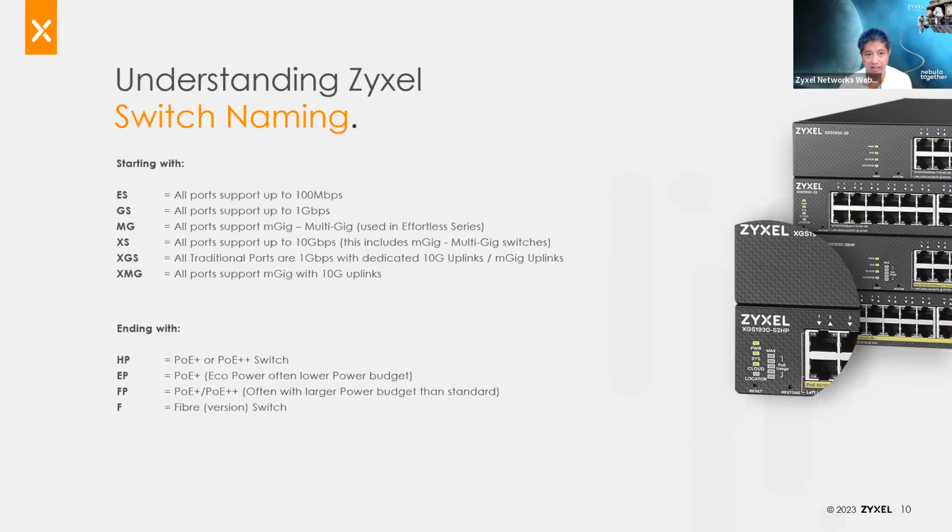The XGS is a gigabit switch by nature, so it has gigabit ports, but has dedicated 10 gig uplinks or multi-gig uplinks. The XMG switches, they're all typically multi-gig switches, so it's multi-gig ports with 10 gig uplinks typically. If it ends in HP, it's a PoE or PoE++ switch. EP is an economic or eco-friendly power budget, and FP is for our higher power budgets, typically PoE Plus and PoE++. And if it ends in F, it stands for a fiber switch.